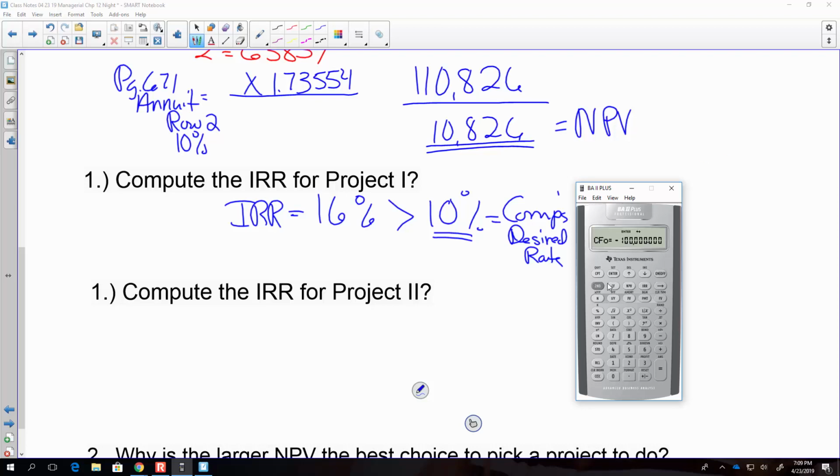So I'm going to clear it out with my second function clear. We had the $100,000 investment. In year 0, put a negative, enter. We hit the down arrow. Cash flow year 1, $63,857. Enter that. For how many years though? 2. So F needs to be 2. And enter.